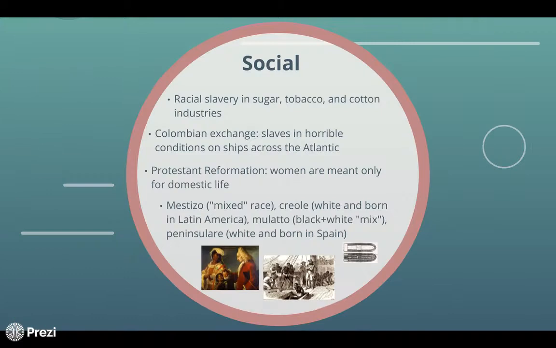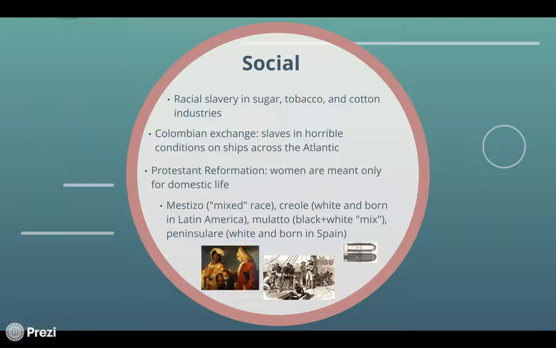Okay, social. Slavery was occurring in the sugar, tobacco, and cotton industries, mostly in the colonies, and that was racial slavery. Africans were directly being targeted as slaves, which wasn't really present before in any powerful empire because, like in the Roman Empire, the slaves were all of European descent.